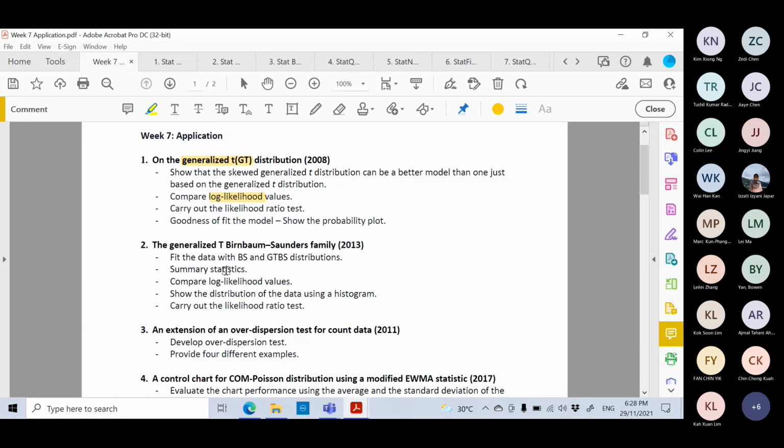Besides the summary statistics, of course you want to know how good the model is, so they compare the log likelihood values, similar to the above one. After that, instead of carrying out the likelihood ratio test itself or the probability plot, in this study they show the distribution of the data using a histogram. So they can see how the BS distribution and the GTBS distribution look. They use a histogram to present their answer. Then of course, they carry out the likelihood ratio test.